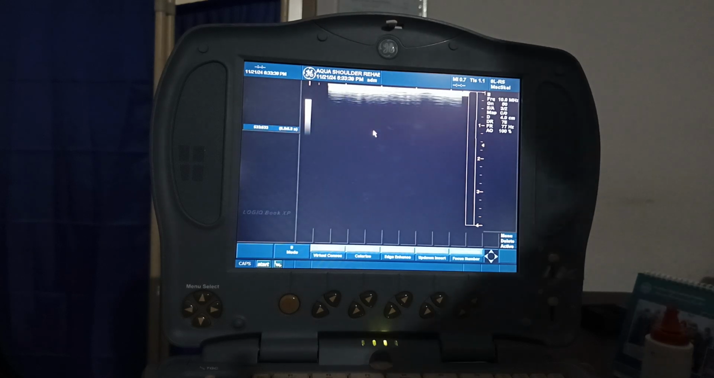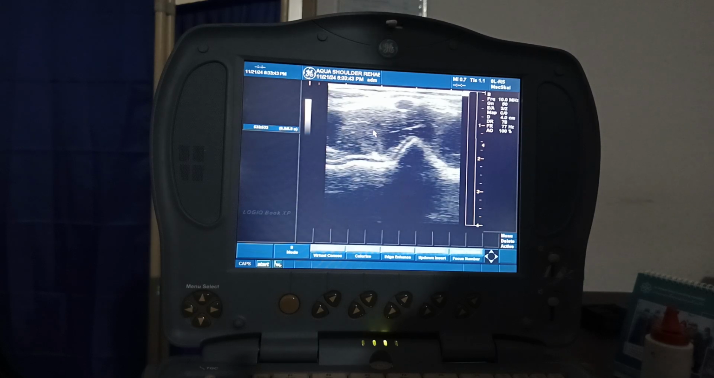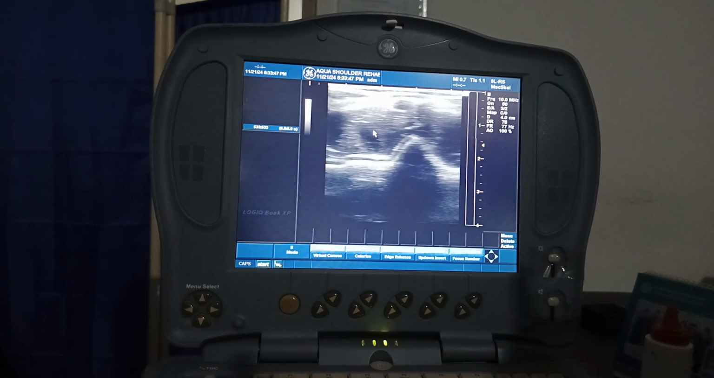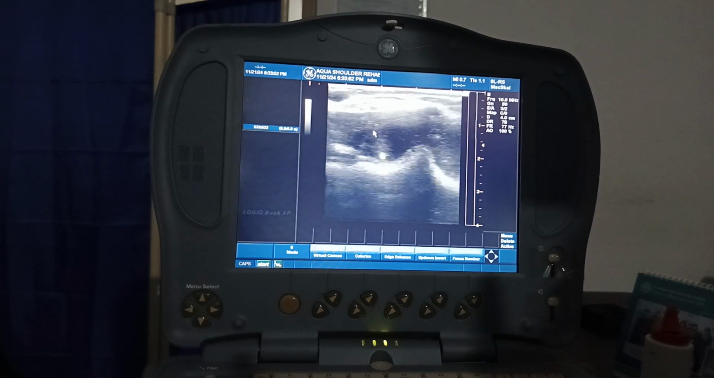Maybe it's just the positioning. It is the blood vessel. Why I'm saying it's an artery? Because it is pulsating. On the top right corner, you might see that.